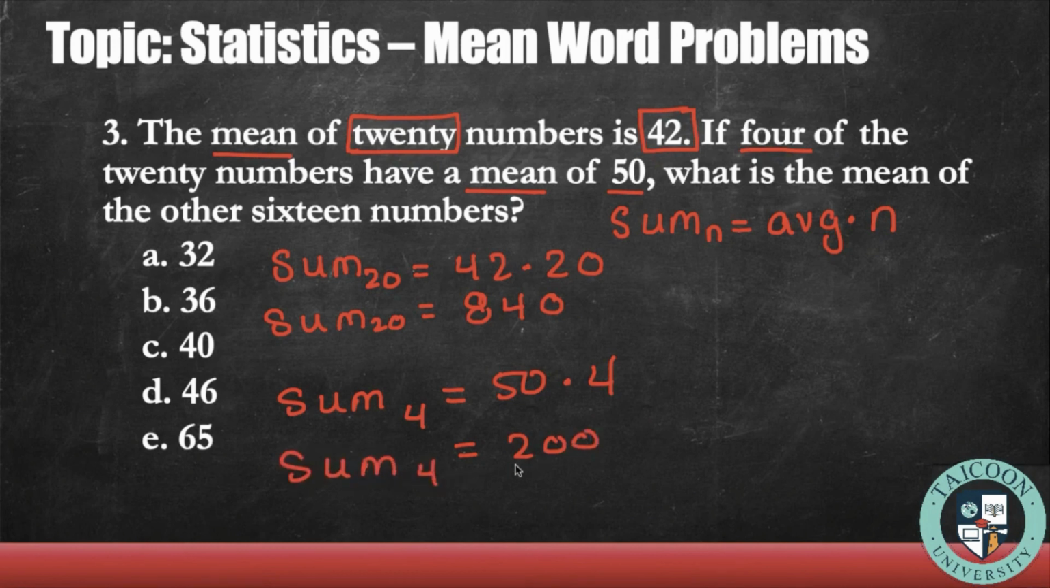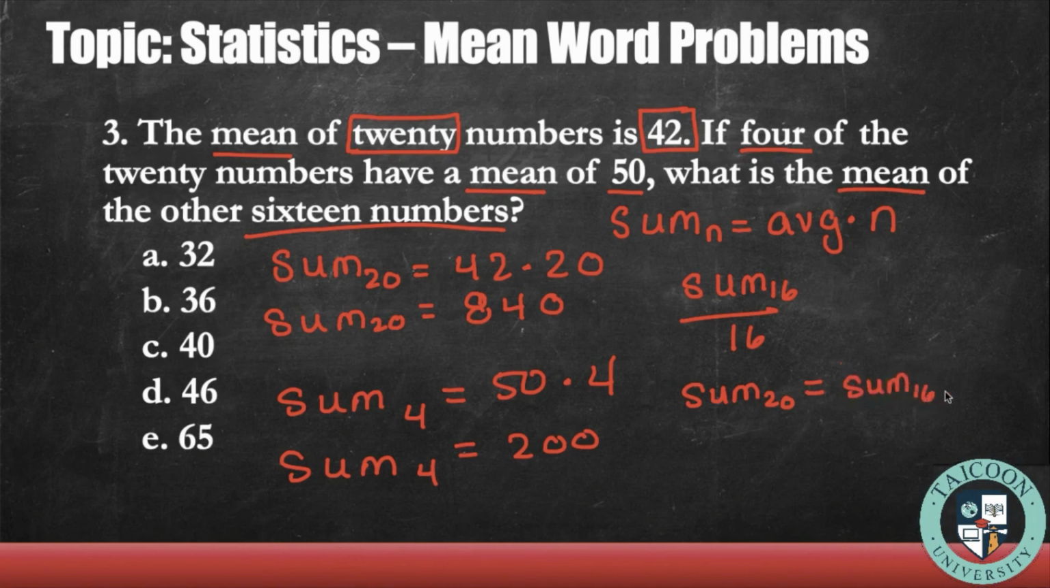So guess what? If we want to find the mean of the other 16 numbers, we have to set up a little formula that's quite simple. To find the mean of the other 16 numbers, we need to divide the sum of 16 numbers by 16. Now I'm sure you're thinking, how are we going to get the sum of those 16 numbers? Well, we have a very simple formula to do that. We know that the sum of all 20 numbers is going to be equal to the sum of the 16 numbers plus the sum of the 4 numbers.